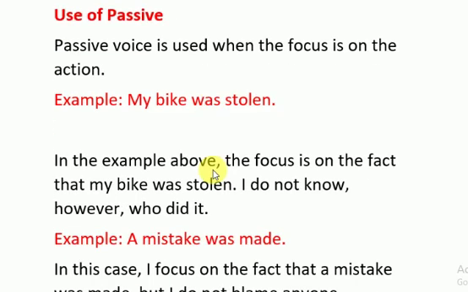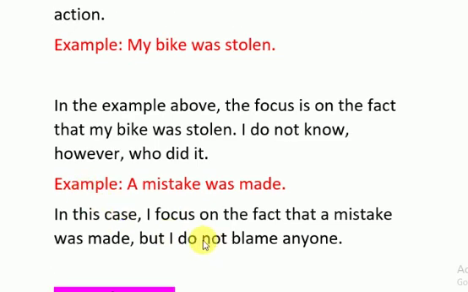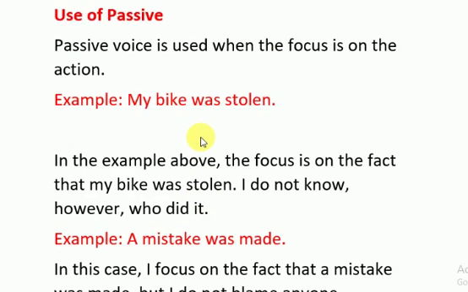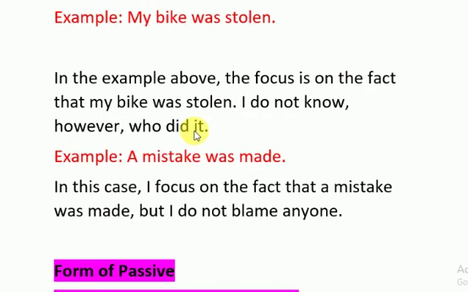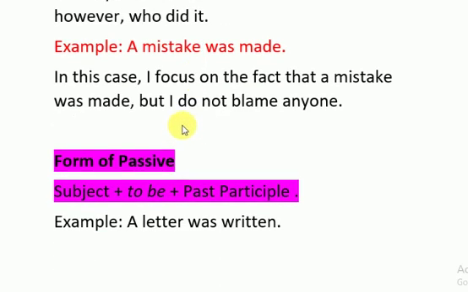In the example above, the focus is on the fact that my bike was stolen. I don't know, however, who did it. So let's look at this example too. A mistake was made. In this case, I focus on the fact that a mistake was made too, but I don't blame anyone for doing it. So you see here in the passive voice, what you have to bear in mind is that the focus is on the action rather than who does the action.